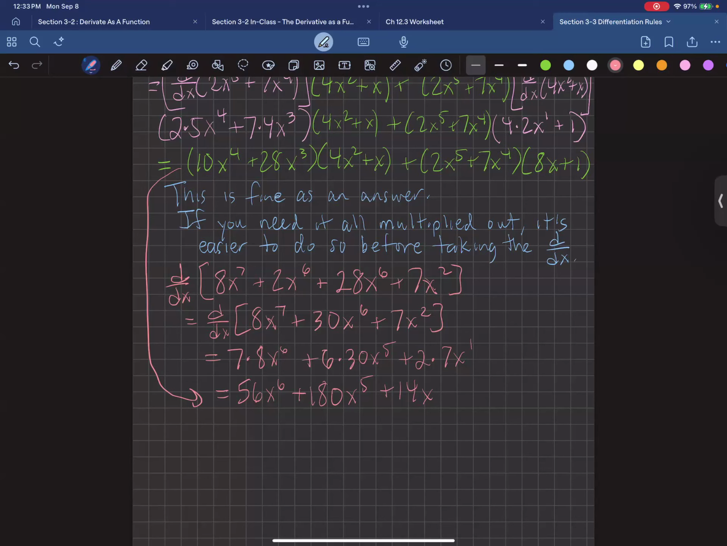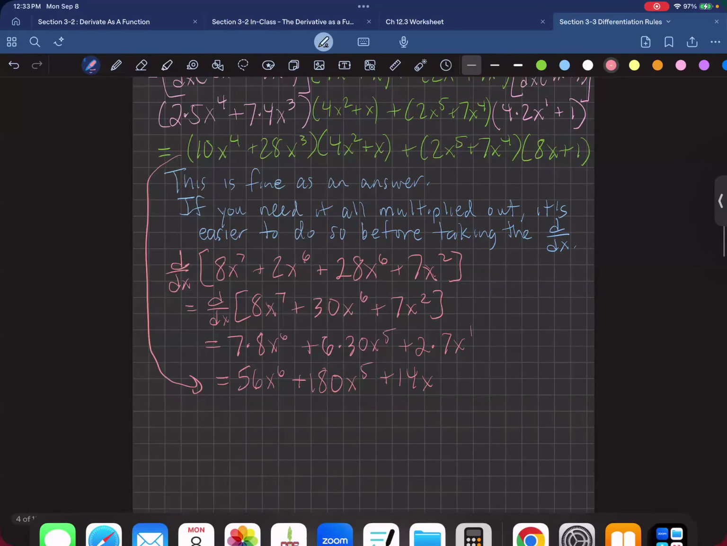I'm going to pause that there and start a new video for the next one called the quotient rule. We did multiplication. Next is division.